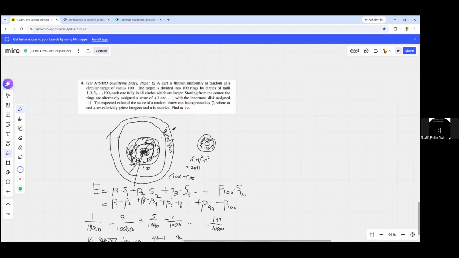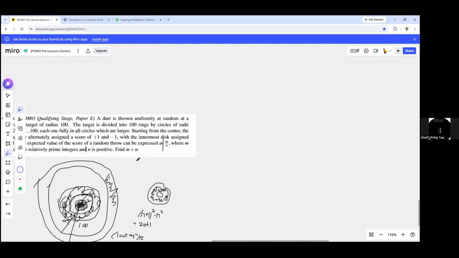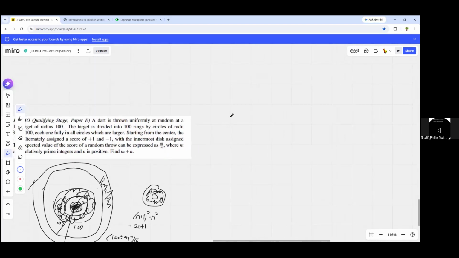And it must be expressed as m over n, where m and n are relatively prime integers, and n is positive. So this is our last step here. Since the expected value is negative 1 over 100, the denominator cannot be negative. So the numerator must have the negative number, which is negative 1. So m plus n, therefore, must be 100 minus 1, which is 99.